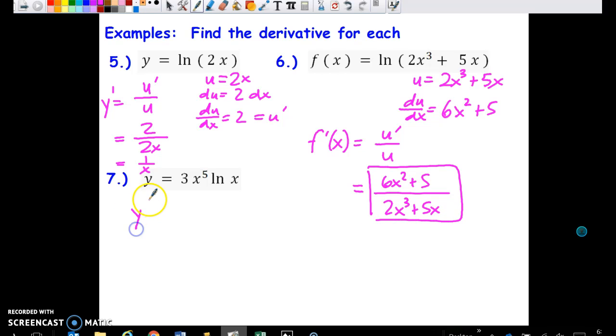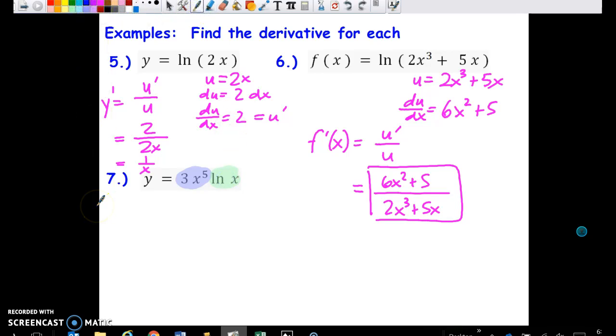Remember, there's no plus c because I'm not integrating. Now, actually, I was just in a habit here. You don't even need that. What's going on in this problem? It's been a while since we've done this.